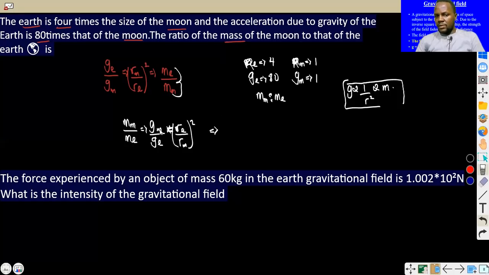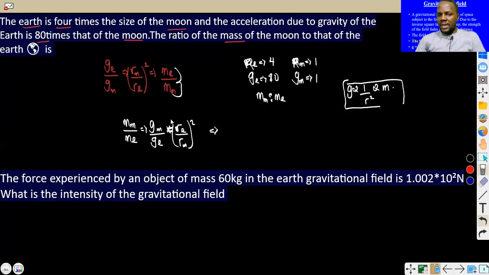That will be d of this over d of this. But if I want to take it with respect to the other one, it will be upside down because it is not directly proportional to this. It is inversely proportional to this.